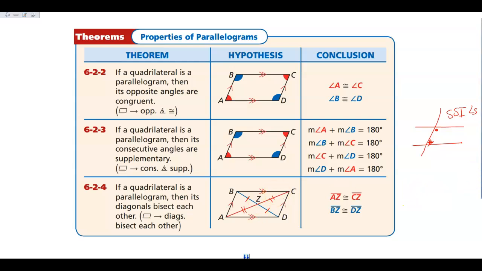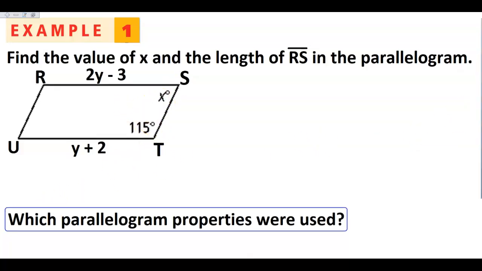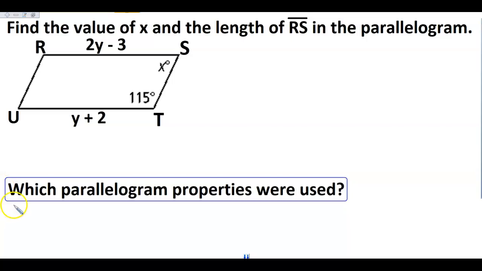All right, so let's take a look at how we're going to use some of these properties. All right, so if we look here, I want to find the length of segment RS and the value of X. All right, let's start with X. All right, so for X, notice that it is a degree, and I know that this angle here is 115 degrees. Okay, they are consecutive angles, so they are going to be supplementary. So if we look here, notice on the left-hand side of your notes, it says which parallelogram properties were used in that left column. This is where we are going to write this. So for X, we are going to use that consecutive angles are supplementary.